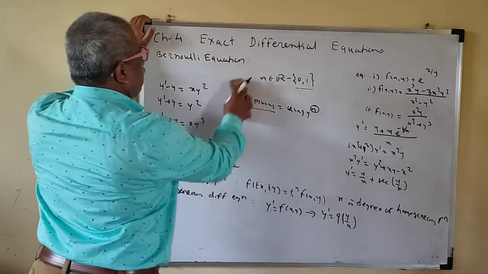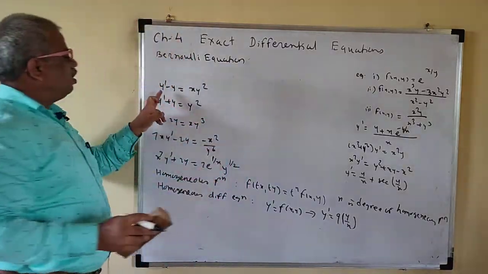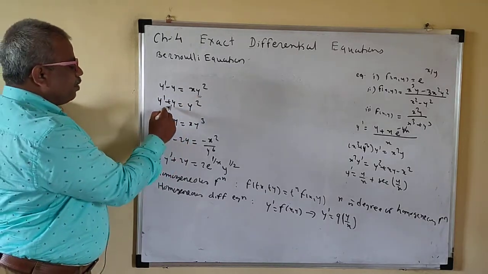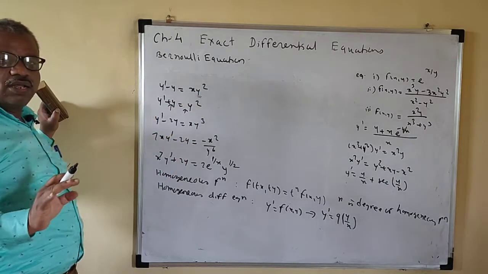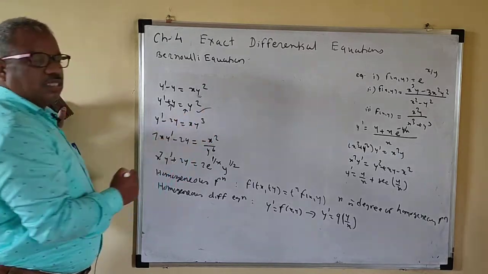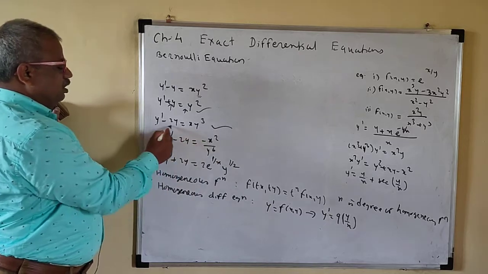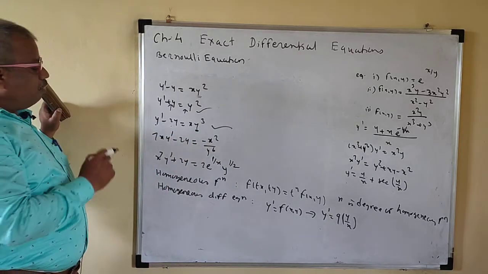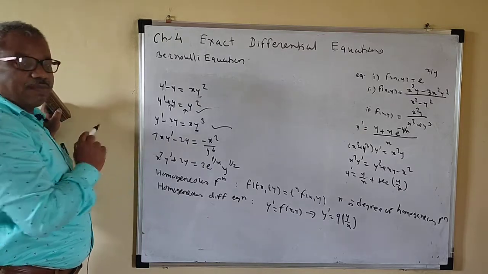Okay, so these are examples of Bernoulli's equation. y prime plus x y squared, where your p of x and q of x here are constants, they are 1. Therefore it is Bernoulli's equation. This is also Bernoulli's equation: y prime minus y to the power 3 is there. But note that there is no product of y and y prime here.